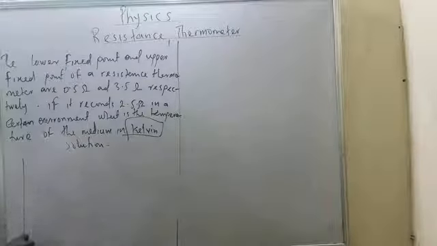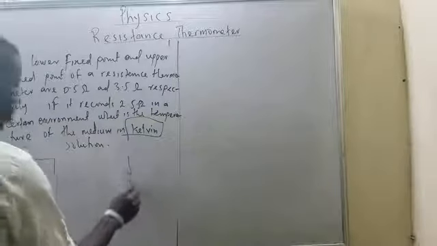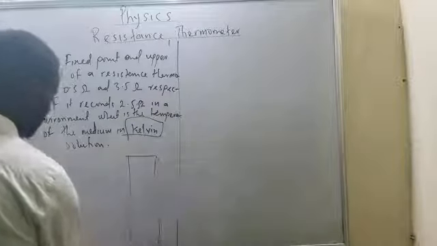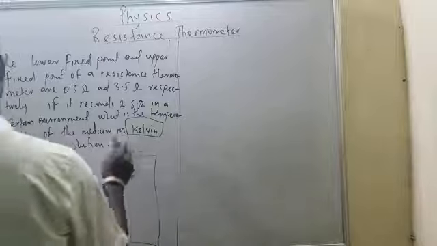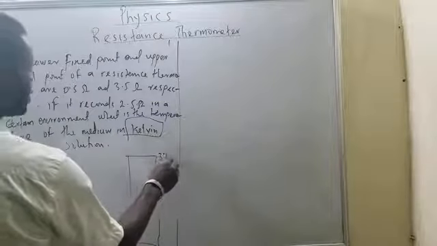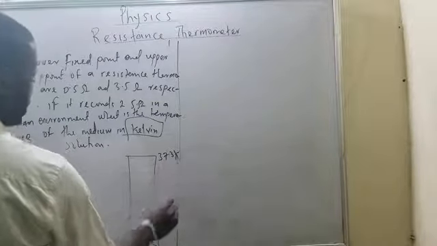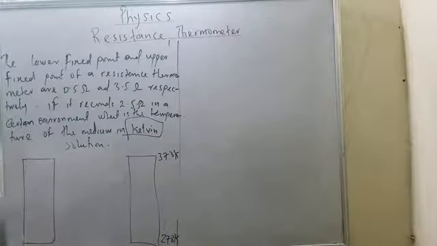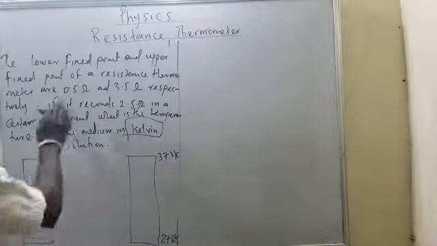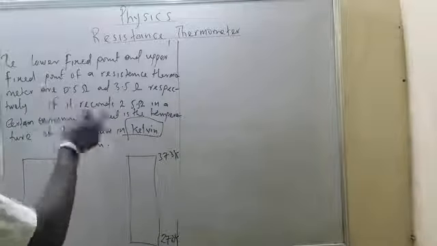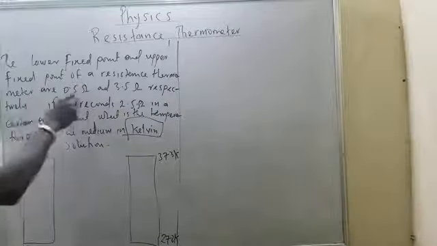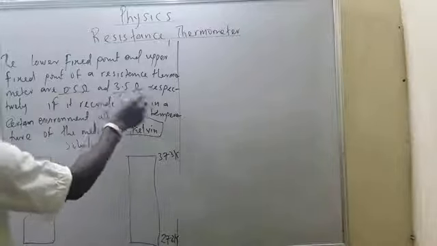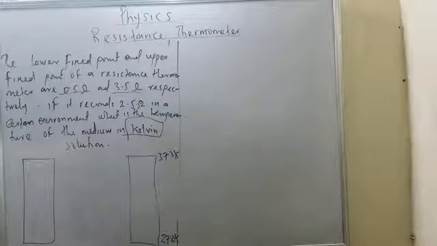It means I must first have the values in ohms and also in Kelvin. My Kelvin reads from 373 Kelvin to 273 Kelvin, which we all know. Now, the first one, upper and lower fixed points. Upper and lower, it means these are the values respectively.